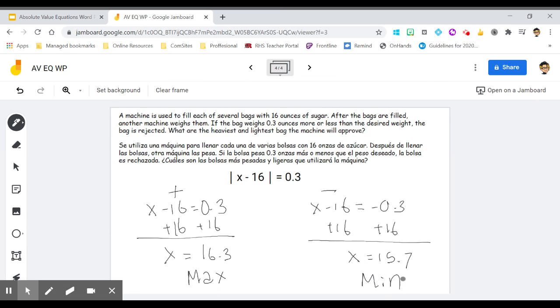So with the absolute value, with the word problem equations, this is all there really is to it. The paragraph explains to you what the equation does. And then you're just going to solve the equation like you have. But you need to remember, the bigger number is always going to be your maximum. And your smaller number is always going to be your minimum.